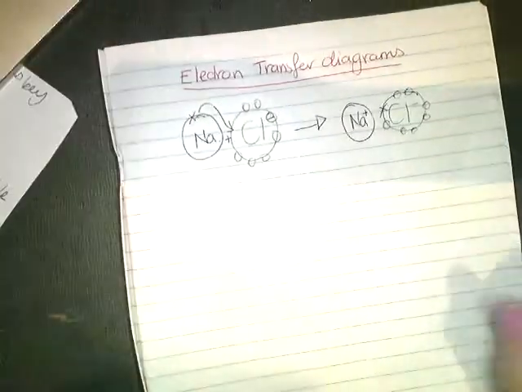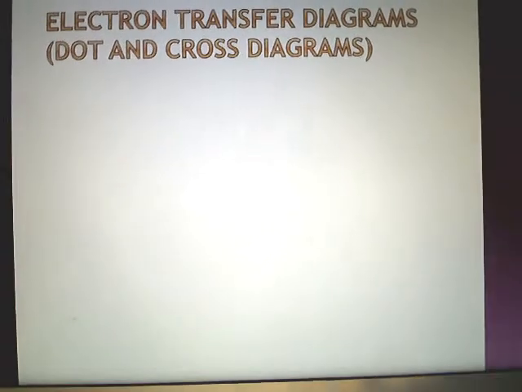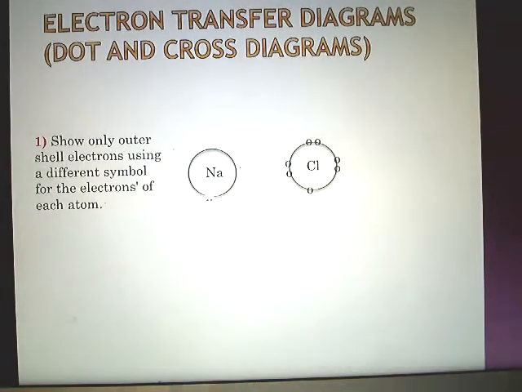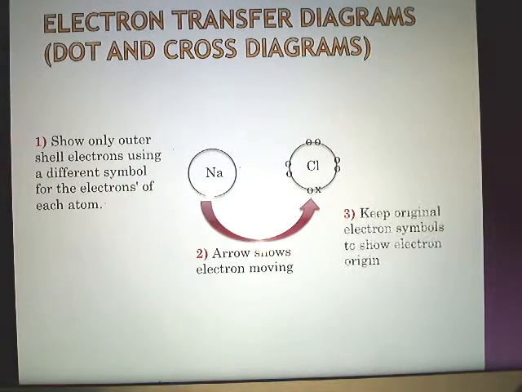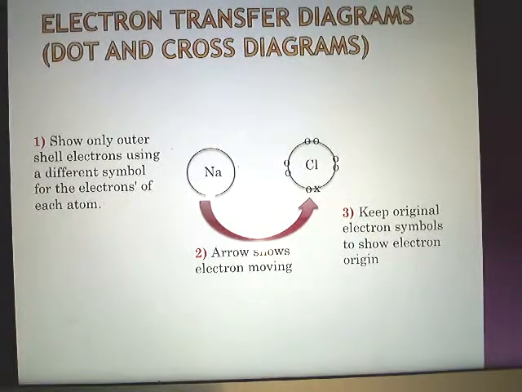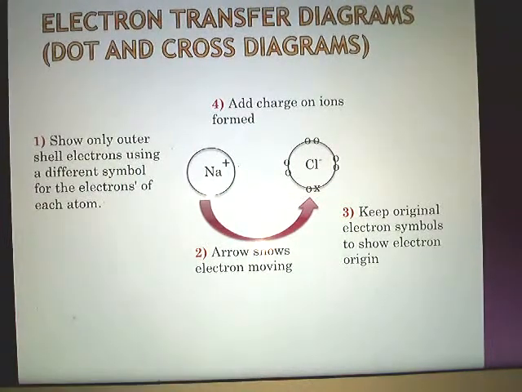Okay, now if you want to have steps in writing out these flow diagrams, these dots and cross diagrams, you can. Give students a bit of time to write this out. Show only the outer shell electrons using a different symbol for the electrons of each atom. We then do an arrow showing the electrons moving. We then keep the original electron symbols to show where they came from. And then we add charges.